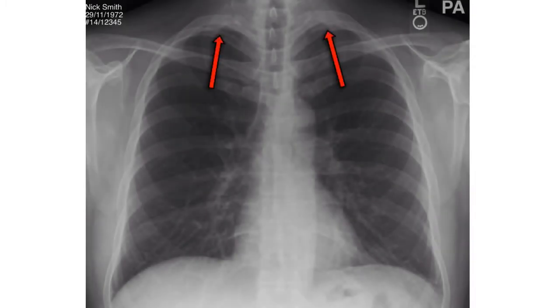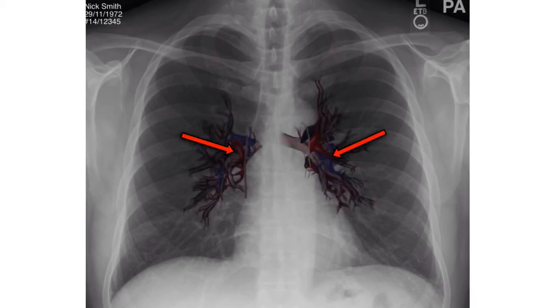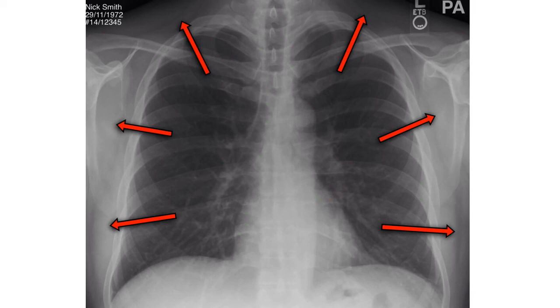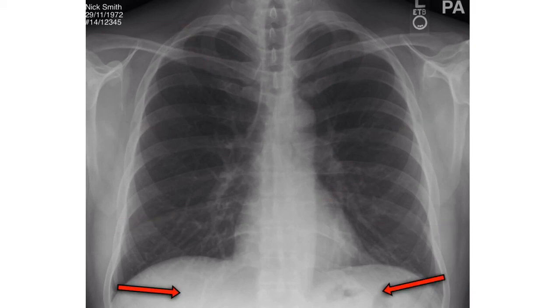The lung apices, the hilar regions. These are made up of the bronchi and major pulmonary vessels. The left hilum is higher than the right or at the same level. They should be symmetrical in size and density. Look behind the heart, check the soft tissues, finally review under the diaphragm.